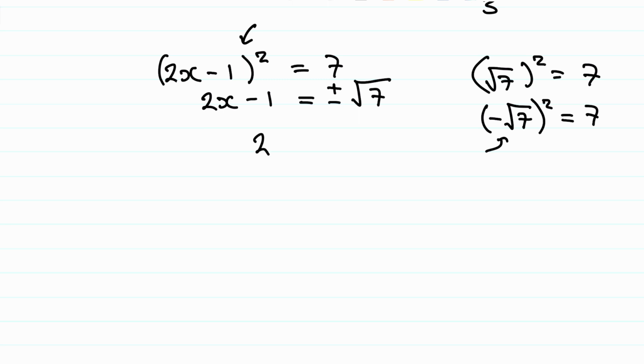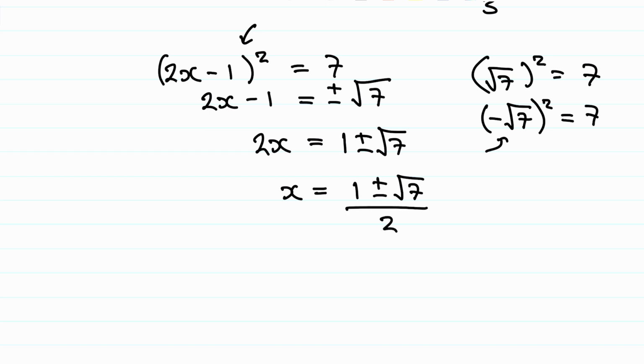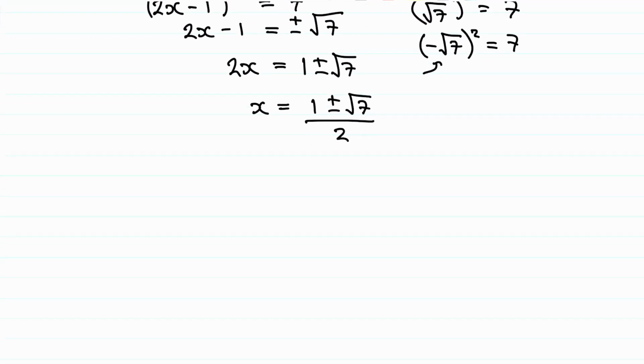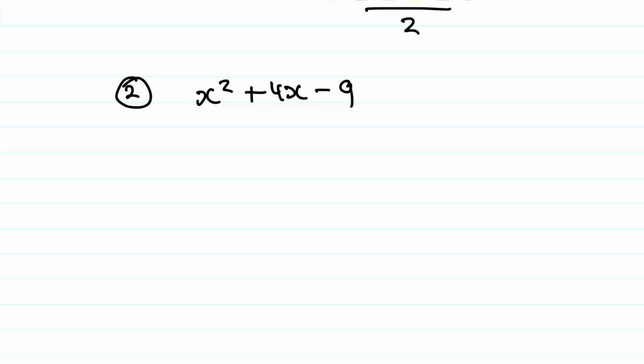So we could end up with 2x is equal to 1 plus or minus root 7. And then x is going to be 1 plus or minus root 7, all divided by 2. So that's a solution in that case, requiring no factorising because it's essentially already in a form where we can find x easily. So I said there were two ways of solving quadratic equations we'd cover in this video.